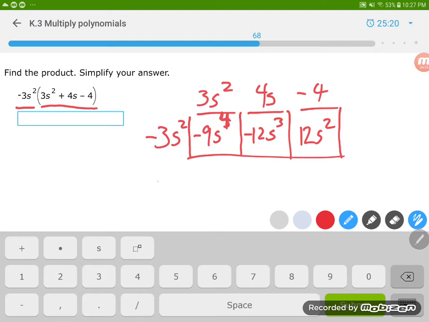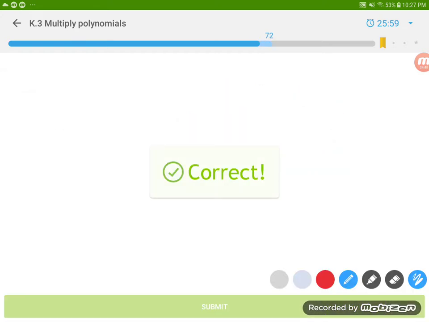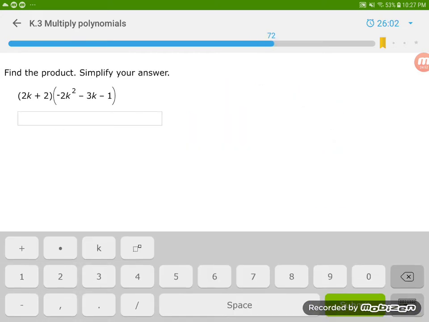And so these are our 3 terms. We can look to combine them, but we don't see any like terms in there. So our final answer is written just like this, with all of our terms laid out, none of them combined together, because we don't have any like terms in here. And so that's our final answer. We have negative 9s to the power of 4 minus 12s to the power of 3 plus 12s to the power of 2. Okay, just like that.